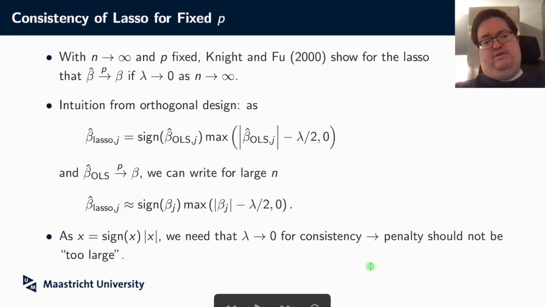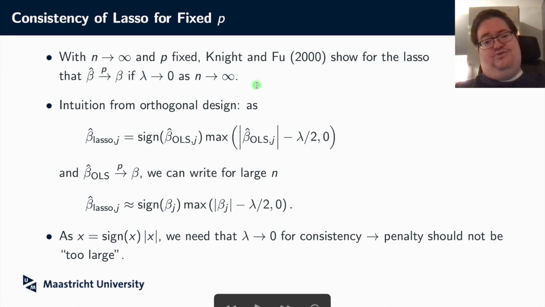Now, let's leave that aside for a moment and go back to the case where p is fixed. I'm going to assume the classical framework and already show that life is very complicated here. There's a famous paper by Knight and Fu, who were the first to really look at the asymptotics of the lasso. Let's start with some good news. The lasso gives you consistency, as long as your penalty goes to 0 when the sample size increases.